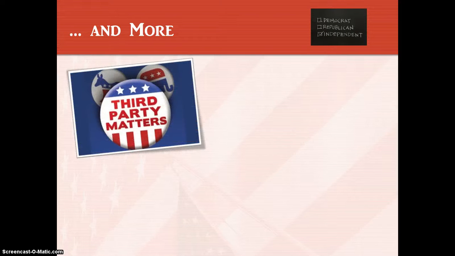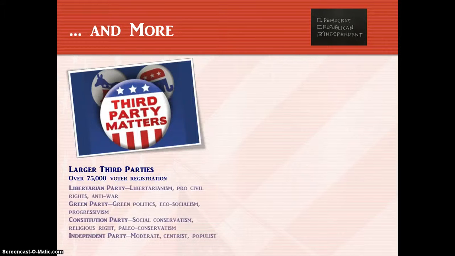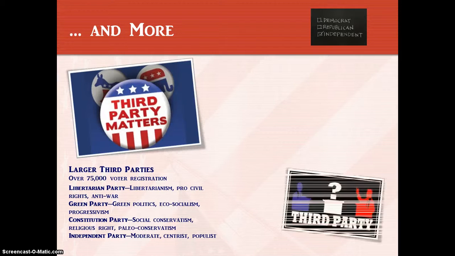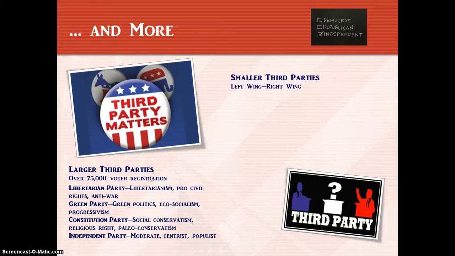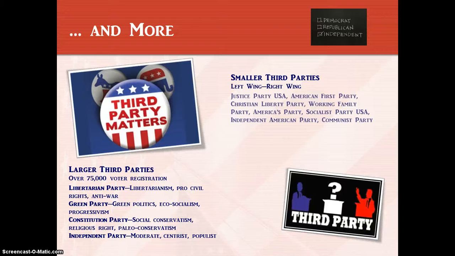And more. Many people believe that there is a need for a third party in our country. Some of the larger third parties, boasting registrations of over 75,000 voters, are the Libertarian Party, the Green Party, the Constitution Party, and the Independent Party. Smaller third parties representing both the left and right wing are popping up across the country.